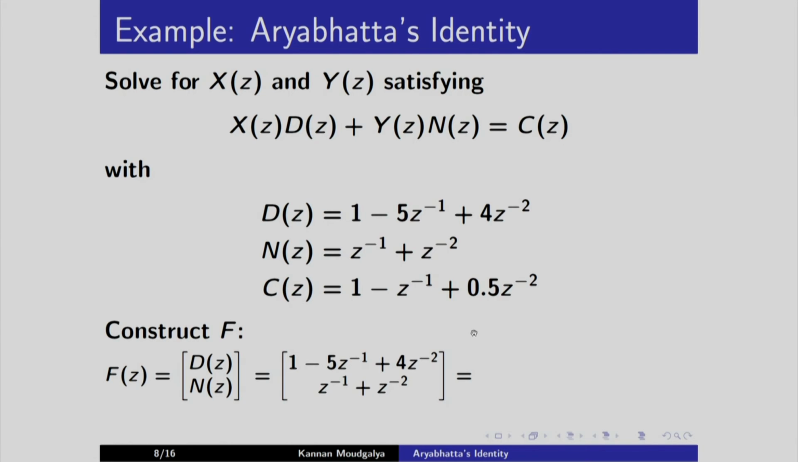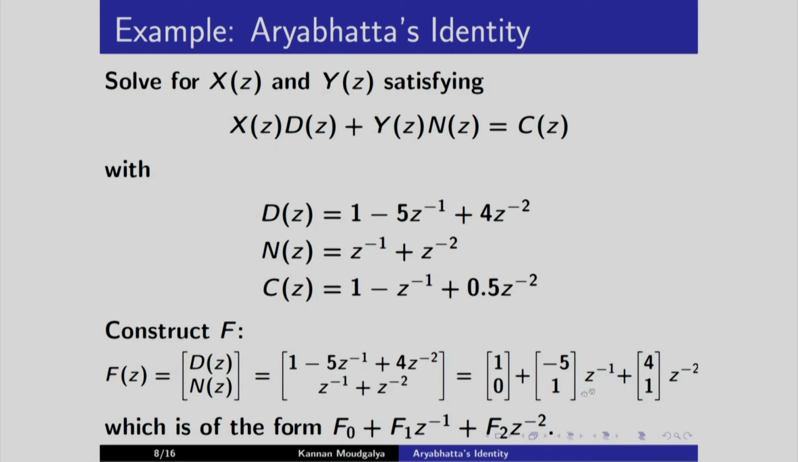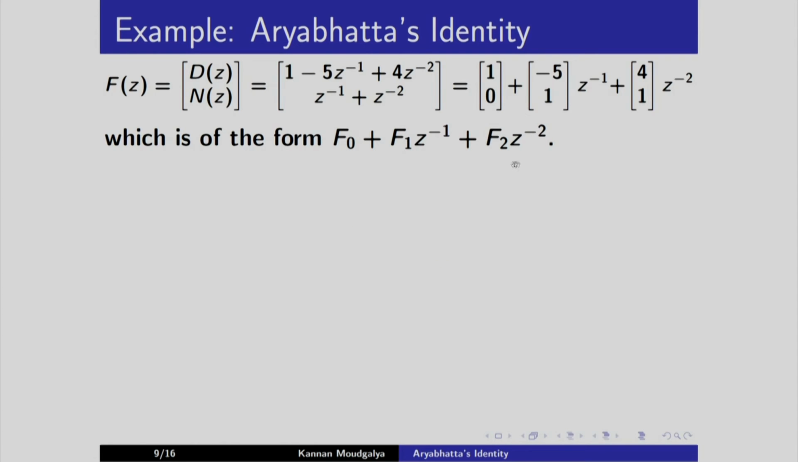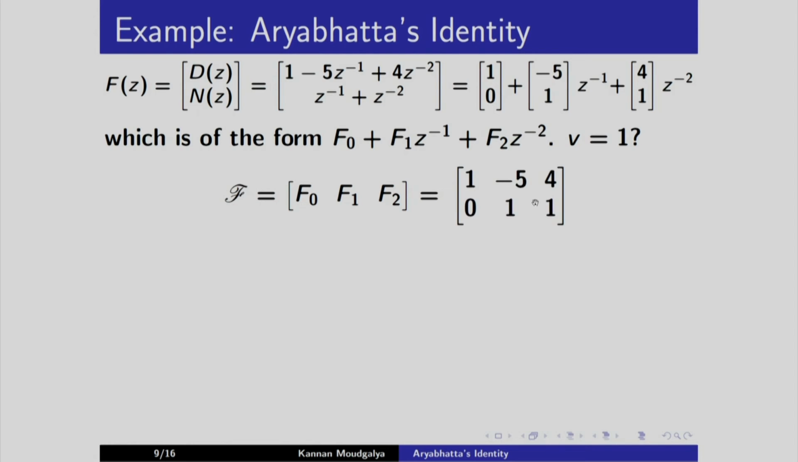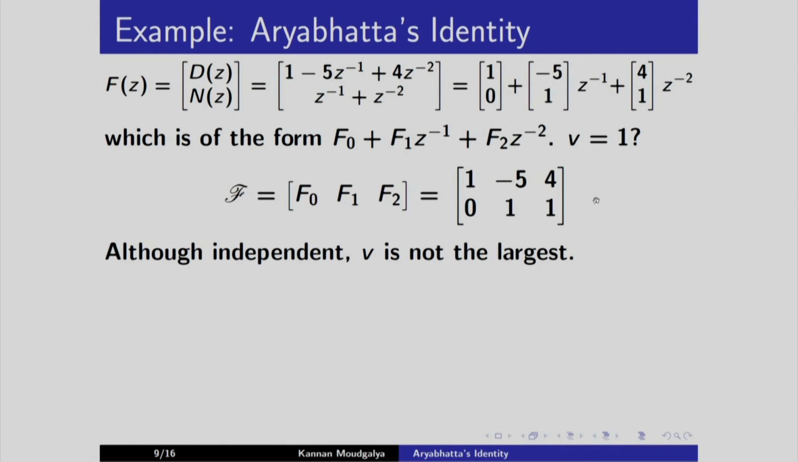which is this expression, and we will split this into powers of z inverse as given here. This is of the form f naught plus f1 z inverse plus f2 z power minus 2. This is what we had obtained in the previous slide, and we asked this question, will this small v equal to 1 work? Let us then take small v equals 1 and construct this script f, which is this matrix. Although it is independent, v is still not the largest.